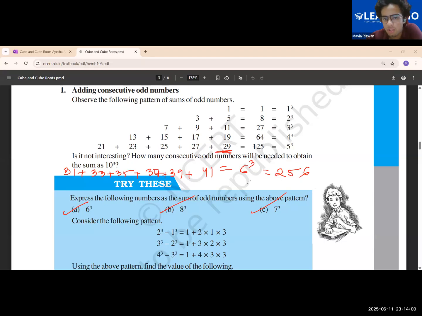So by this way now, 6 cube is ending at 41. Now try 7 cube and then 8 cube.